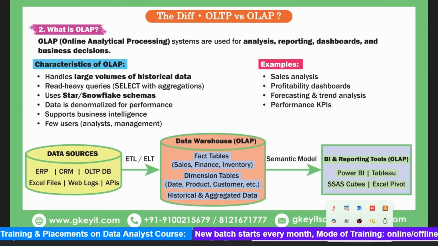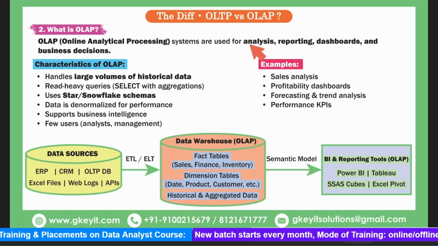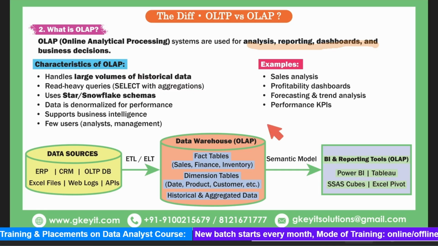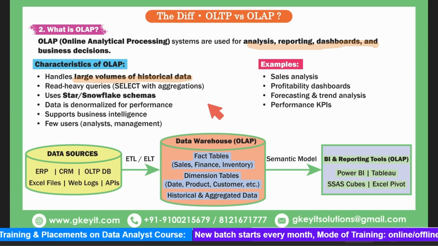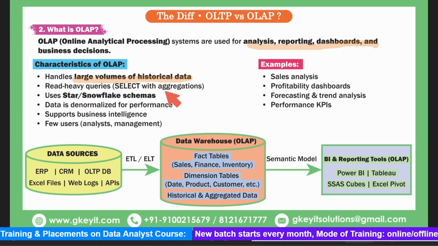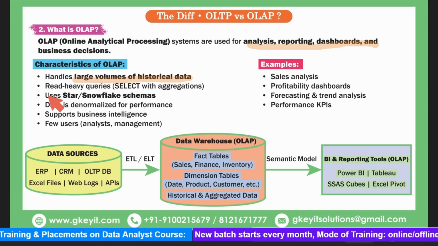OLAP systems means online analytical processing systems, which are used for analysis, reporting, dashboards or business decisions. Coming to the key characteristics of OLAP systems, these systems handle a large volume of historical data. This is the main point here. The OLAP systems maintain the historical data, whereas OLTP systems maintain the current data. These systems run read-heavy queries by using select with aggregations. Aggregations means sum, average, minimum, maximum kinds of aggregations we can have by using the select operations.